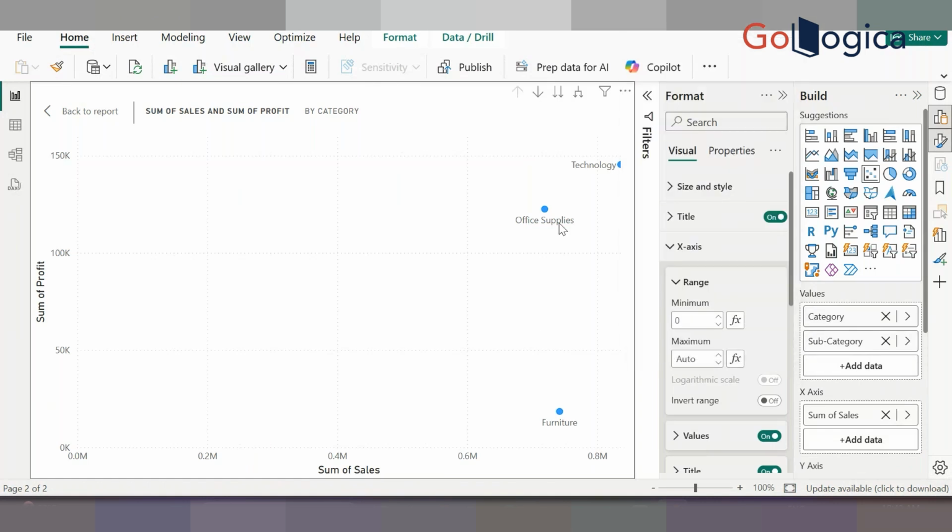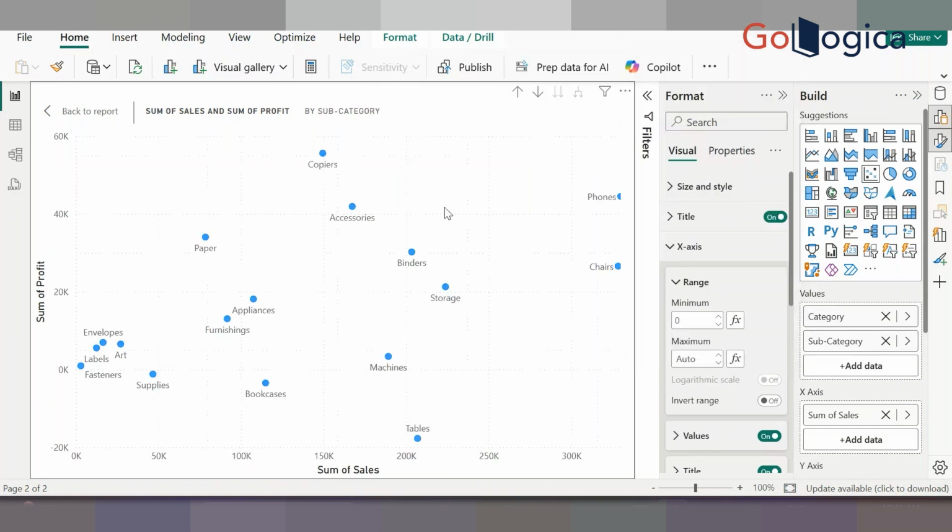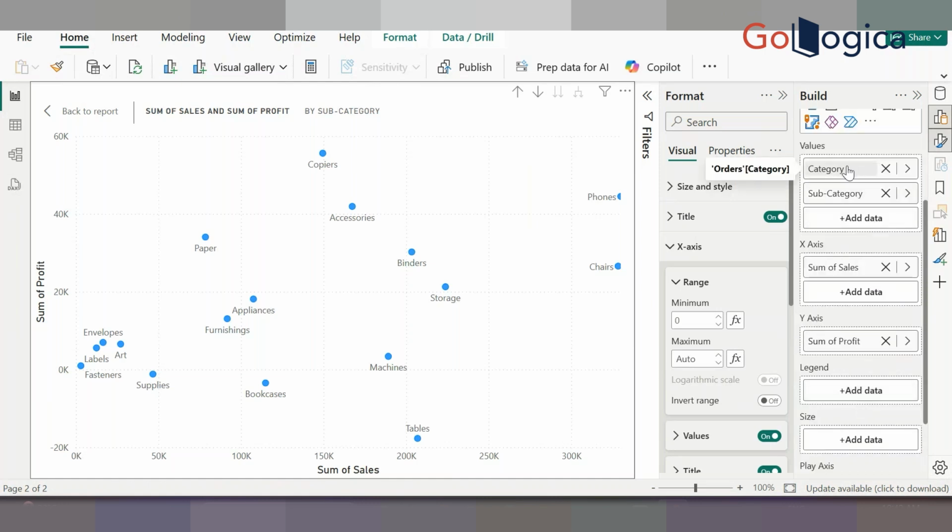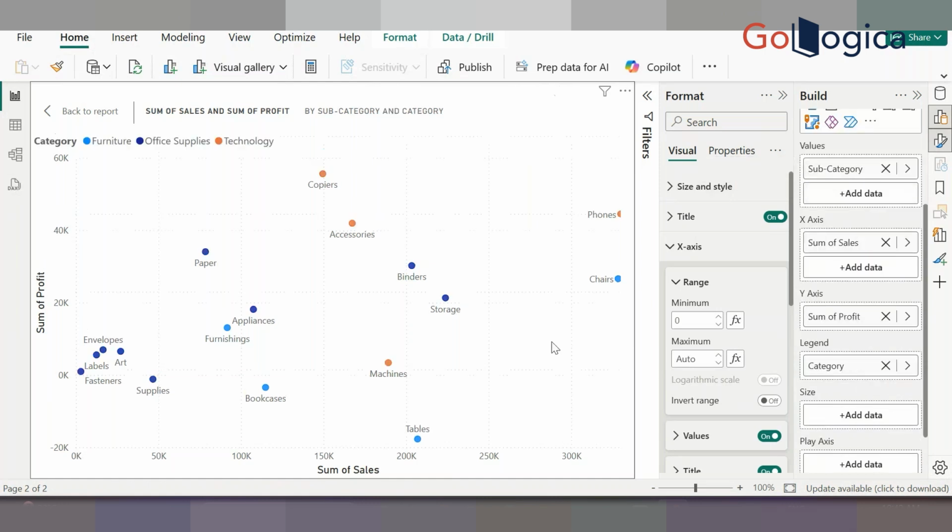As soon as you add this, it shows the information here. I can go to the next level and show the subcategory. Now, these are the different subcategories, but I want to group them under the category. For grouping, I can take the category and add it to the legend, so that here you can see it shows with different colors.